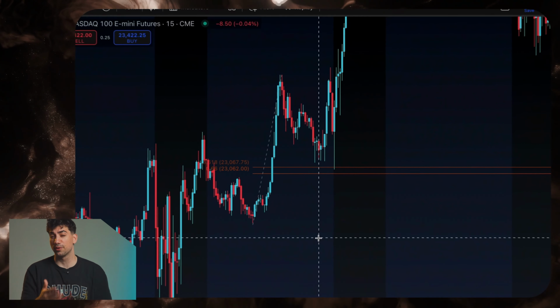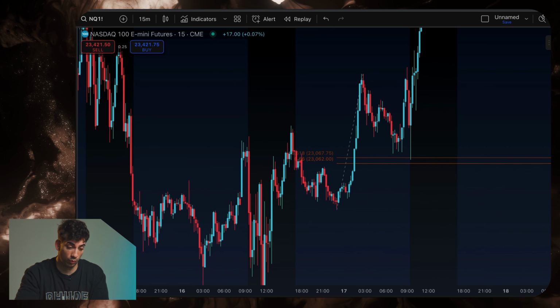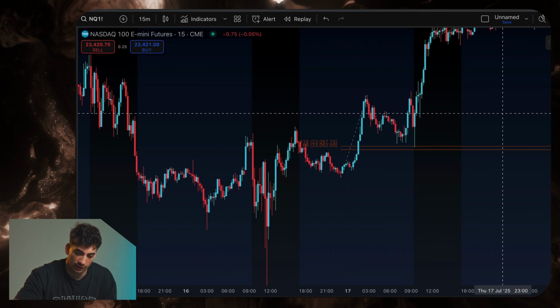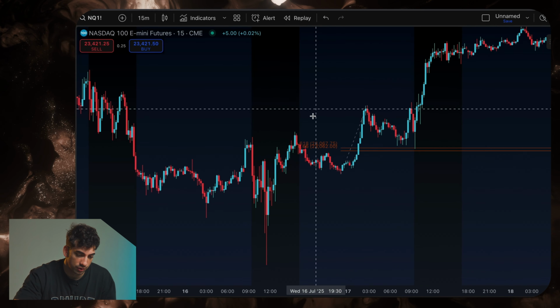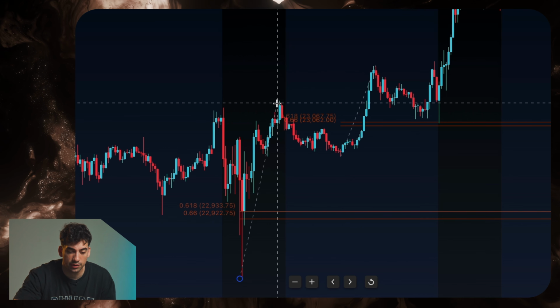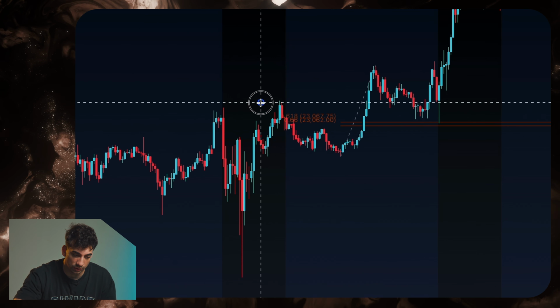Let's look at some other examples on how we could use the golden pocket. This is another really good example. Why do I like this? Because you have an extended move higher right here, correct? From this to here. As you can see, we do not retrace to our golden pocket, so we missed out on this trade, but it is okay. Because then price, what does it do? It goes sideways.